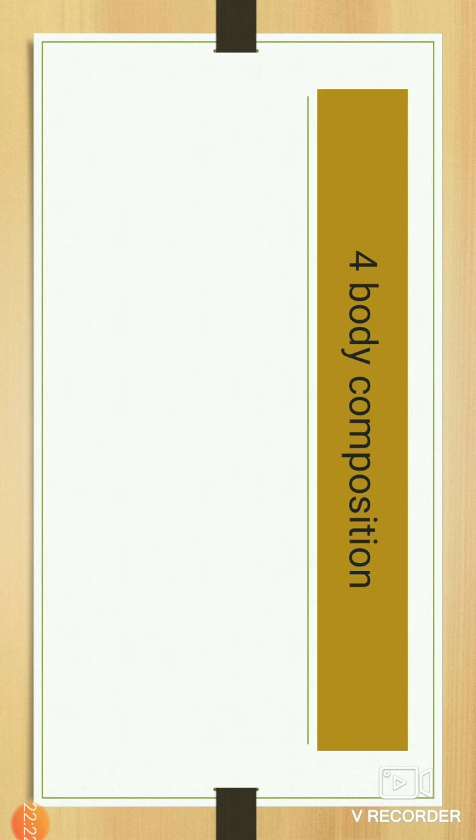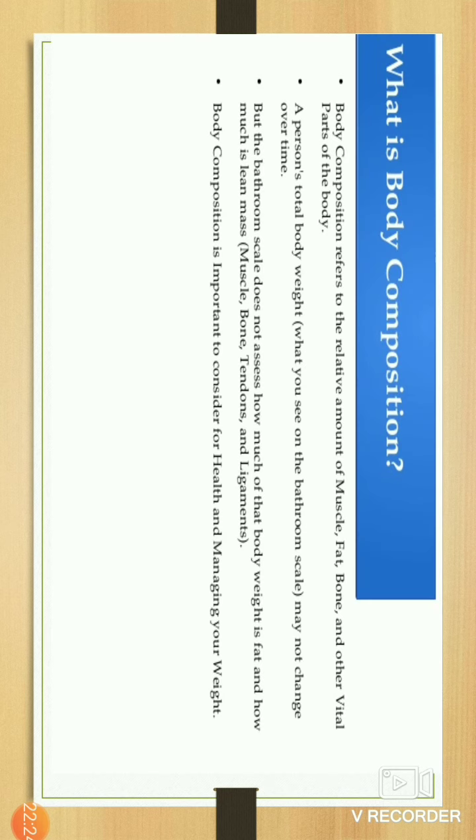Now, what is body composition? Body composition refers to the relative amount of muscle, fat, bone, and other vital parts of the body. A person's total weight, what you can see on the bathroom scale, may not change over time.